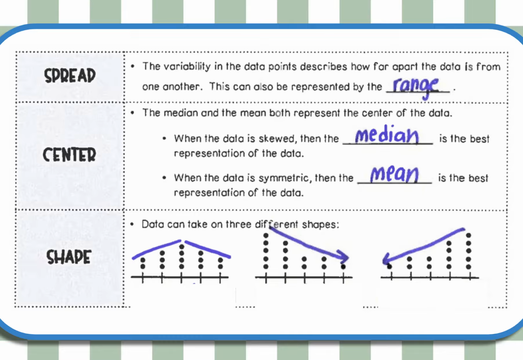So there's three main shapes that we're going to see in our data sets. The first one, you could see it's nice and balanced on each side, and it kind of meets in the middle at a peak. We would call that symmetrical.